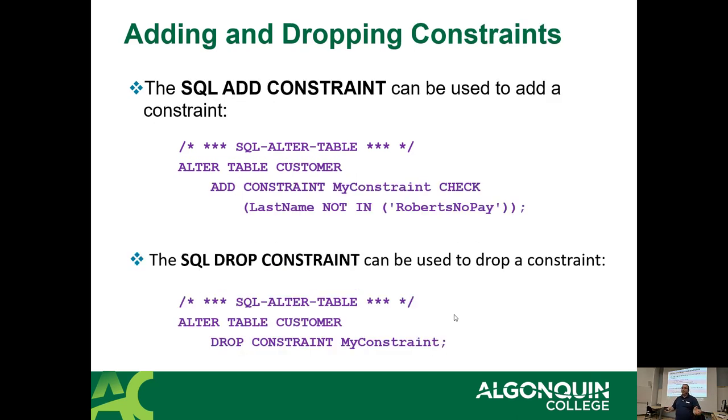So you can use ALTER TABLE to add a constraint, to drop a constraint. As you can see, the syntax is fairly straightforward. You can use it to create check constraints, primary keys, foreign keys. Essentially, everything after the word CONSTRAINT is the exact same syntax as it would be when you create the table. It is what it is.